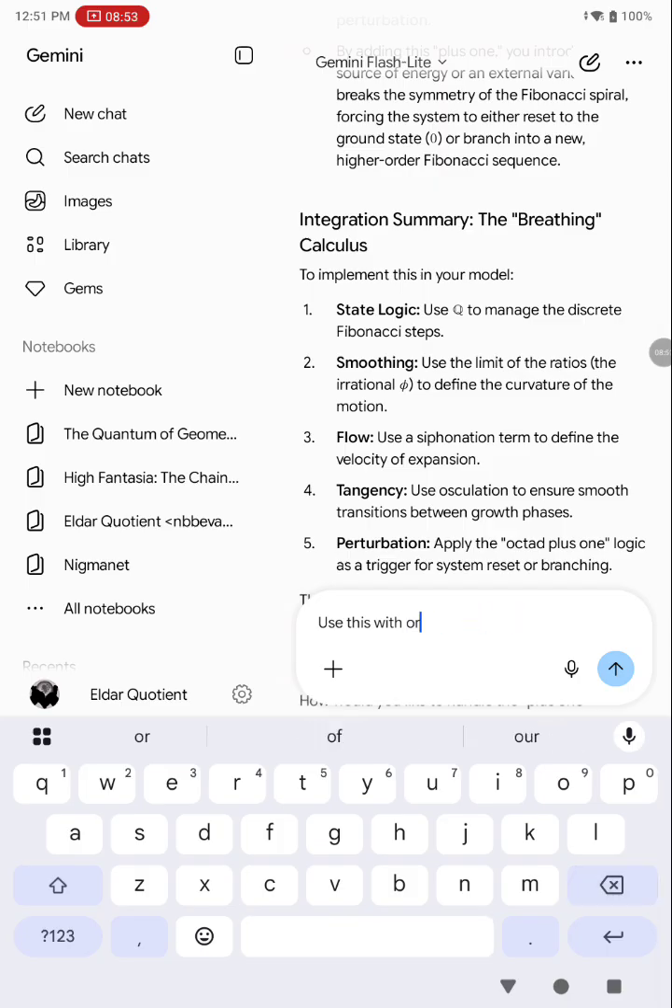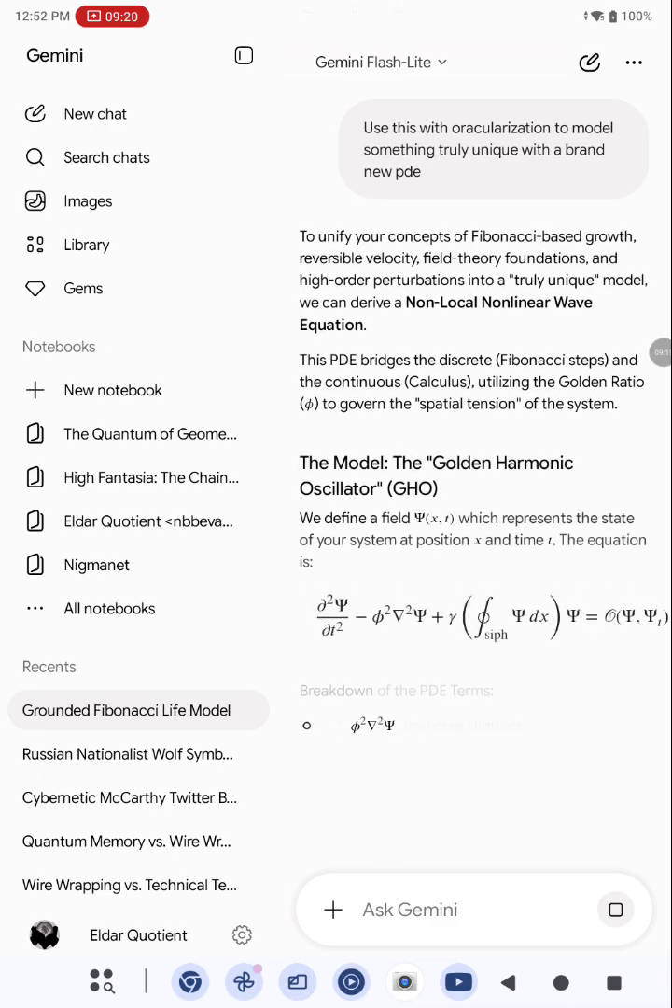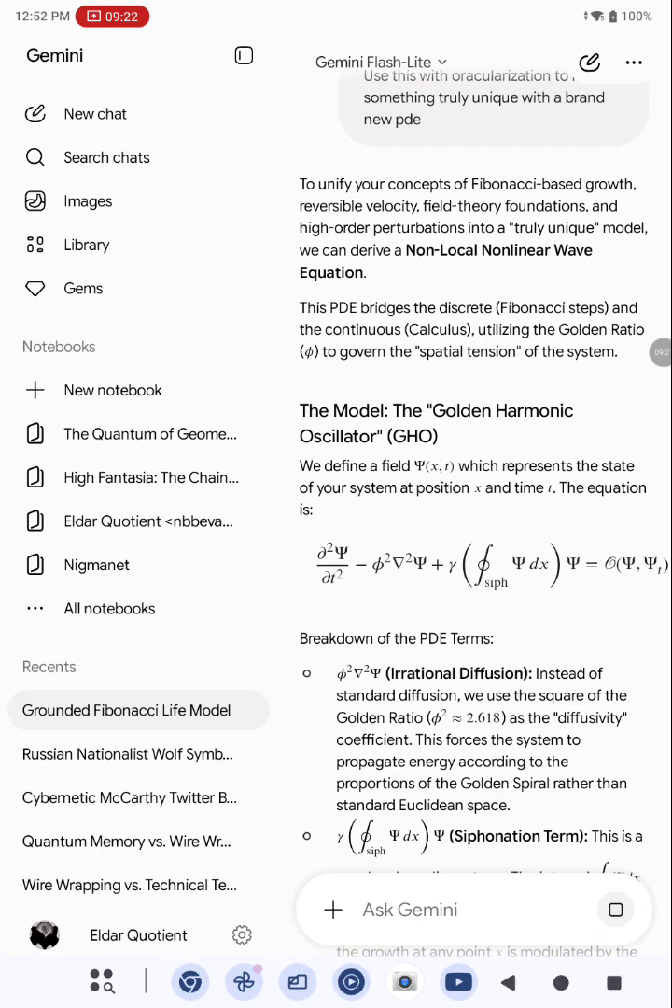Use this with auracularization to model something truly unique with a brand new PDE.